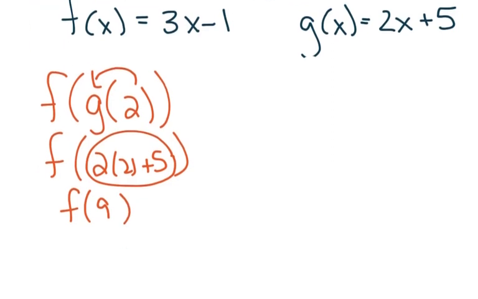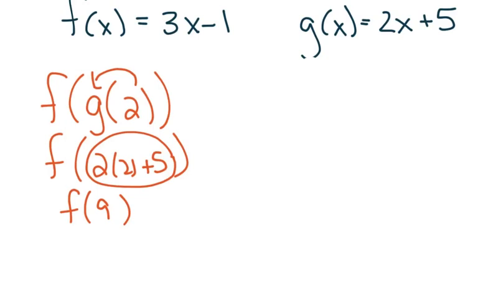And now I'm left with f of 9. That says plug 9 into the function labeled f. So I'm going to do 3 times 9 minus 1. 27 minus 1 is 26. And that's the final answer.